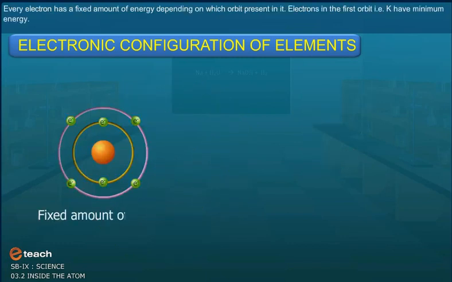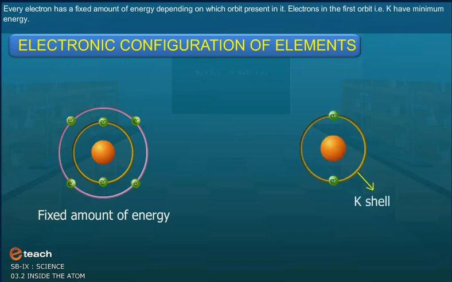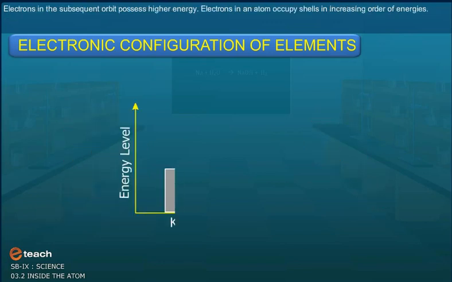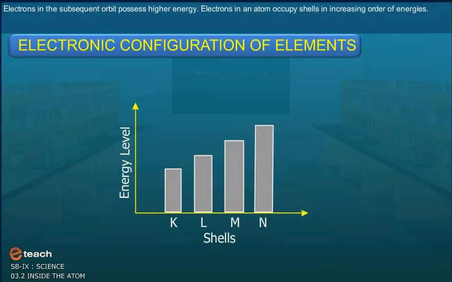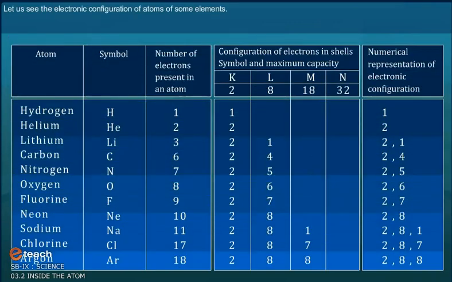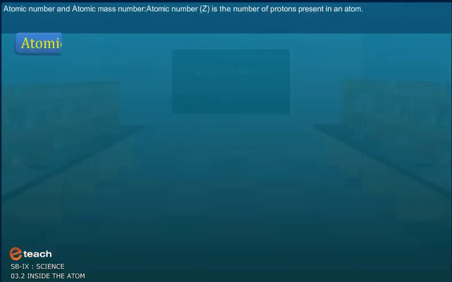Every electron has a fixed amount of energy depending on which orbit it is present in. Electrons in the first orbit, that is K, have minimum energy. Electrons in the subsequent orbits possess higher energy. Electrons in an atom occupy shells in increasing order of energies. Now let us see the electronic configuration of atoms of some elements.